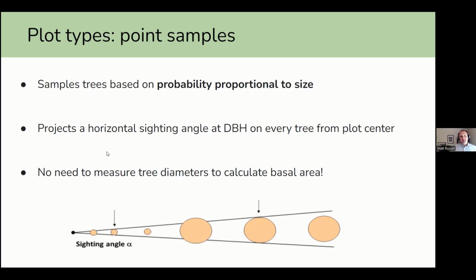There's a lot of interesting mathematics behind this approach, but in general, it projects a horizontal sighting angle at diameter for every tree from one plot center. The awesome thing here is that you don't need to go up to the tree and measure its diameter to calculate the basal area of a stand. It really uses some awesome mathematics. I'm happy to chat more about this, but it's one of the most common ways that people sample to calculate some of the core forestry information that we collect on a daily basis. So this idea of point sampling is really common.